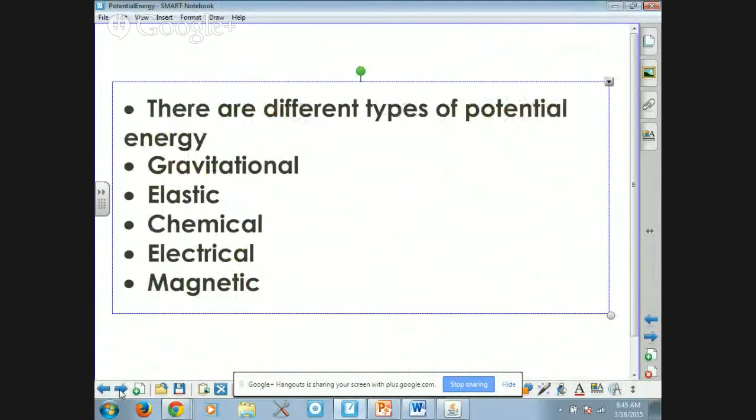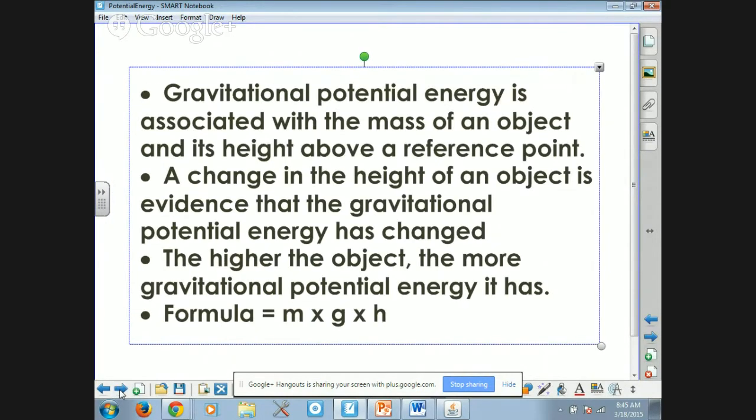So we talked yesterday about the different types of potential energy: gravitational, elastic, chemical, electrical, magnetic. Why don't we look at each one of those close up. Gravitational potential energy, like we said yesterday, and this is in the note packet that you received, deals with the position of the object, the mass of the object, and the gravity that object is experiencing.